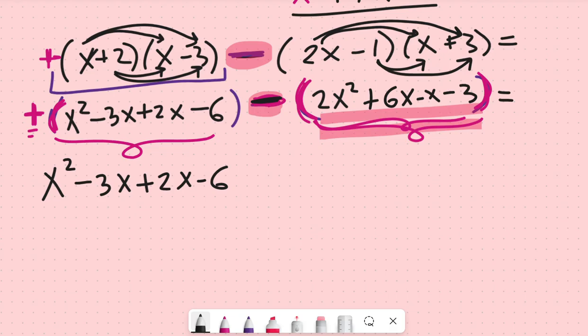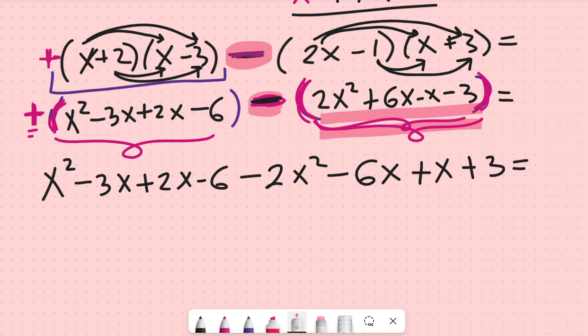So 2x squared will become negative 2x squared. Positive 6x, negative 6x. Negative x, positive x. Negative 3, positive 3. Perfect. It's super easy now to collect like terms. So one more time. When there is minus, everything will change the sign. 2x becomes negative 2x. 6x becomes negative 6x. Negative x becomes positive x. And negative 3 becomes positive 3.